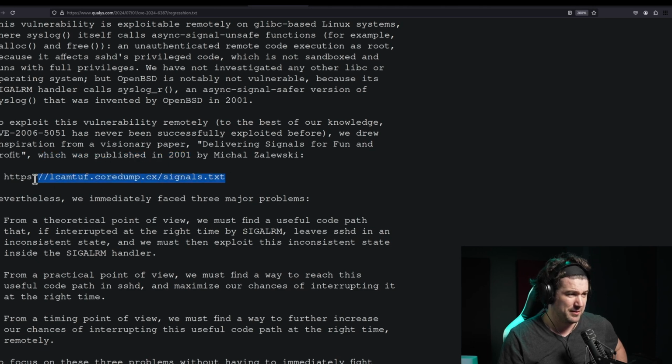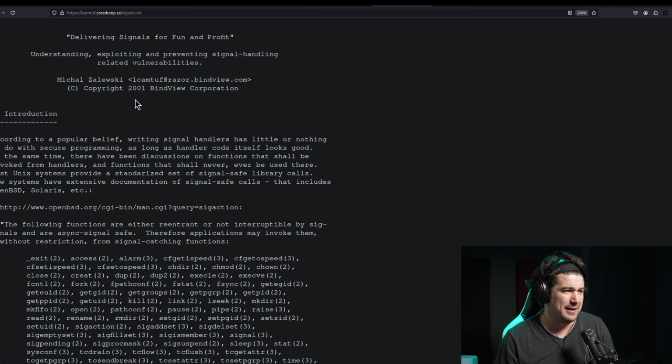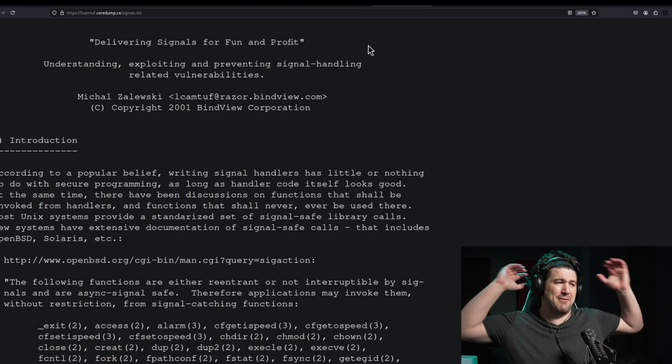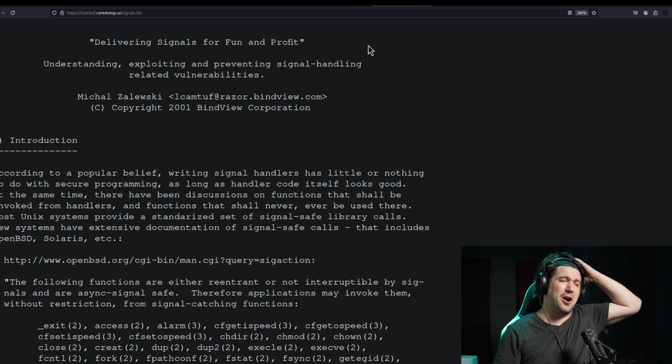Wait, is this the paper? Do we need to read this at some point? I think we do. This sounds really familiar. Have I read this? It's hard, because maybe the only thing I'm thinking of is the "for fun and profit." I feel like maybe that's overused.